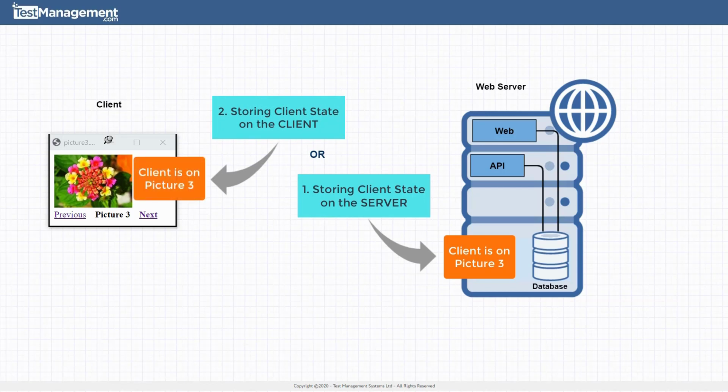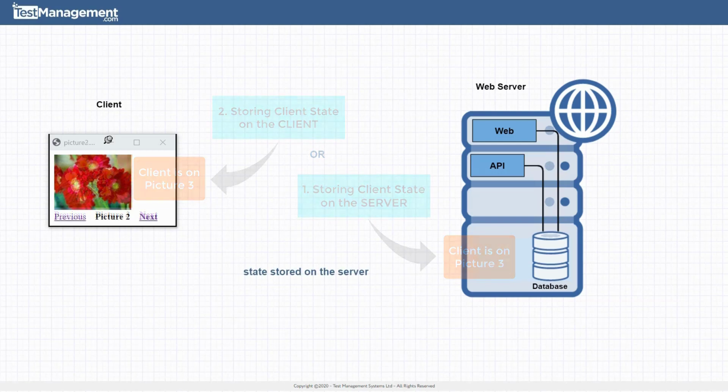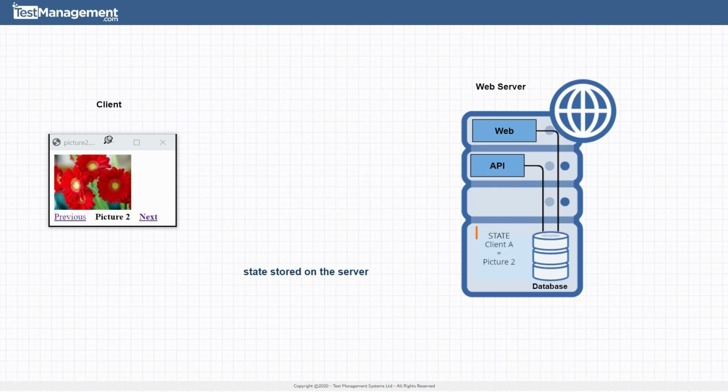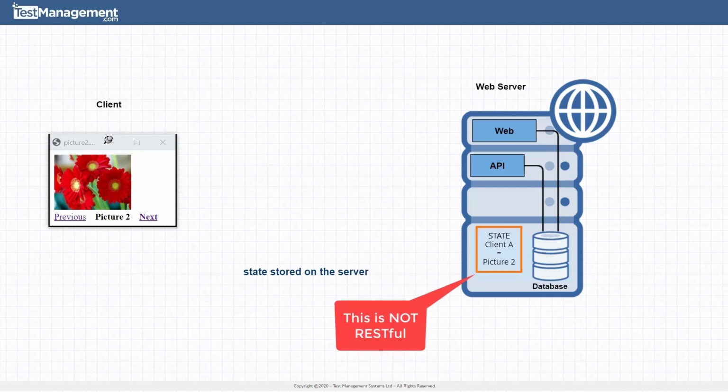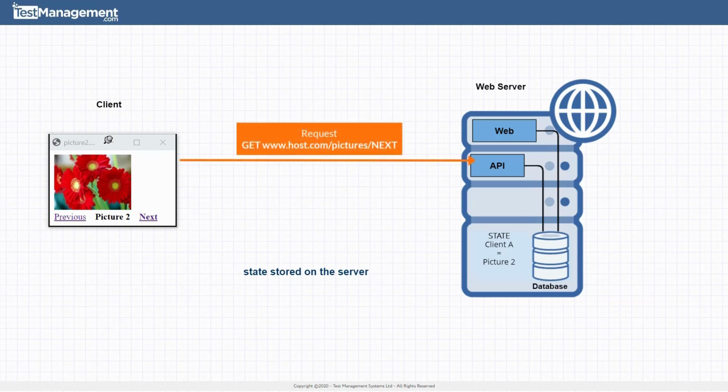Now let's just imagine that it's the server that remembers what this state is. This is a perfectly legitimate way to design things, but as we'll see, doesn't conform to our RESTful approach to designing APIs. And all this little client app needs to do is to make a request to the API to get the next image. The client just asks for the next picture.